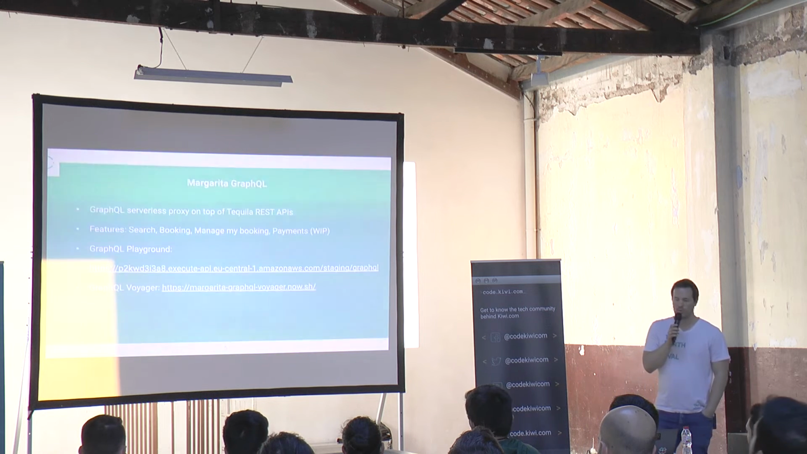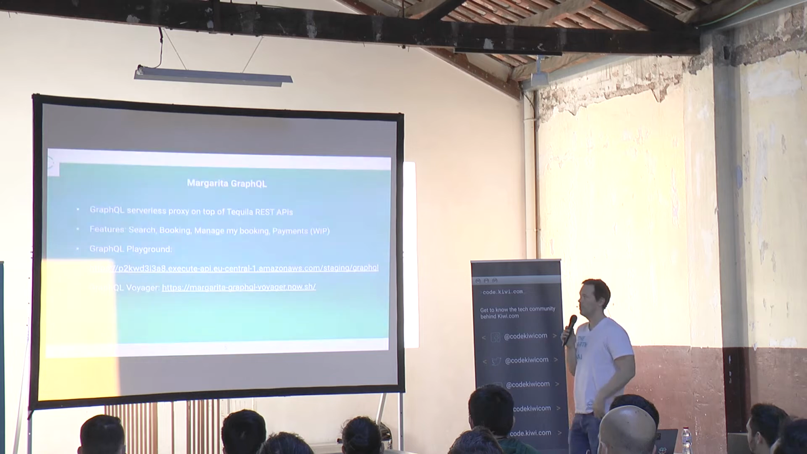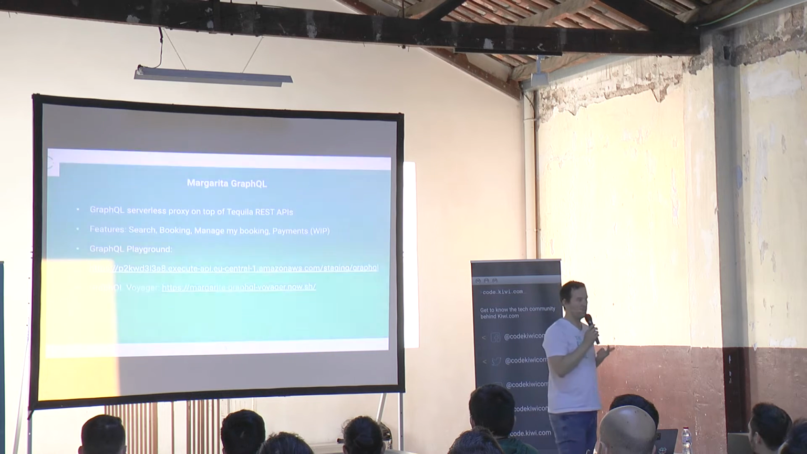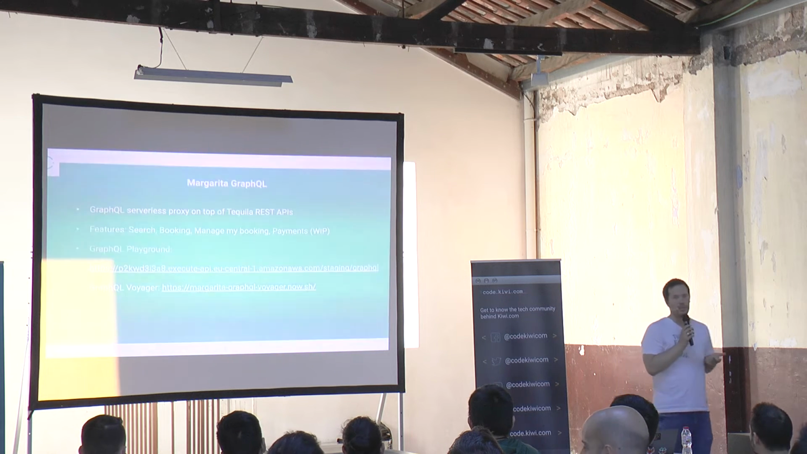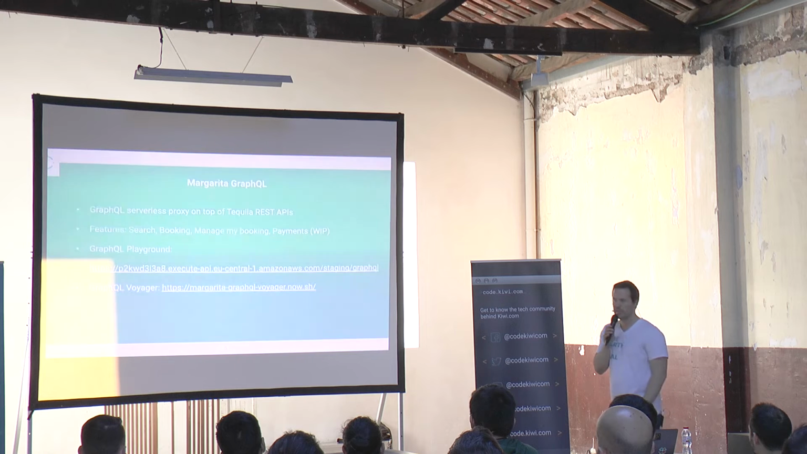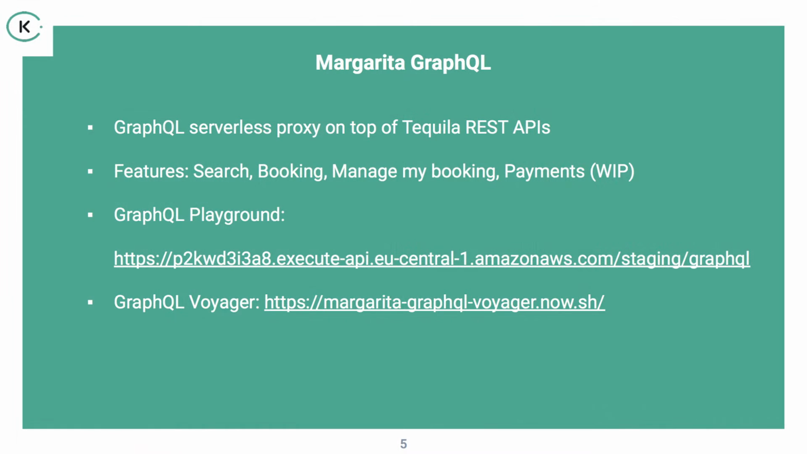So what are we using to build this GraphQL server? We are using the Apollo server, GraphQL JS, GraphQL Relay, and we use something from Facebook called Data Loader. Data Loader allows us to do batching and caching. So it works kind of like a per request cache.